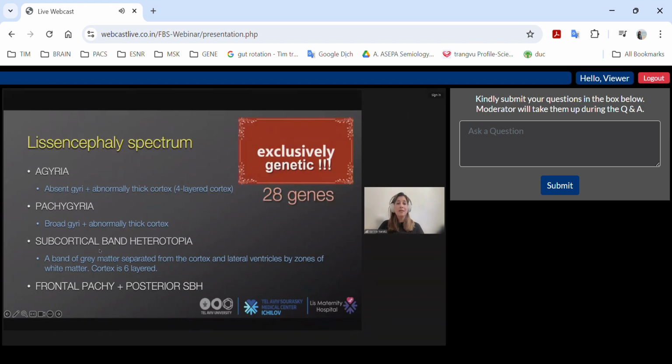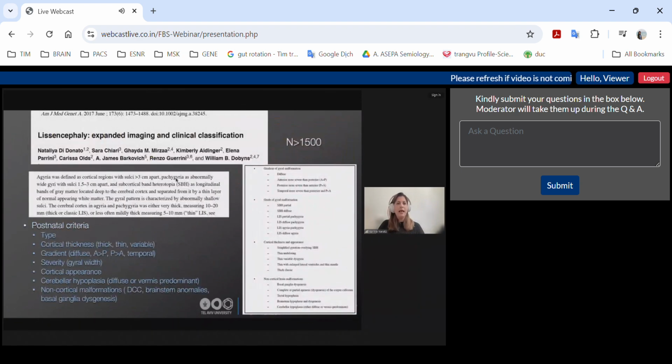What helps us is that lissencephaly is an exclusively genetic disease. So different from other abnormalities, as Rick and also Gustavo have spoken before, we have genes, and now more than 28 genes that have been previously published, and genetics will help us. So if the phenotype does not, the genetics will. I don't have time to discuss further the expanding imaging and clinical postnatal classification, okay? But they use several criteria that unfortunately we don't really use and we cannot use.